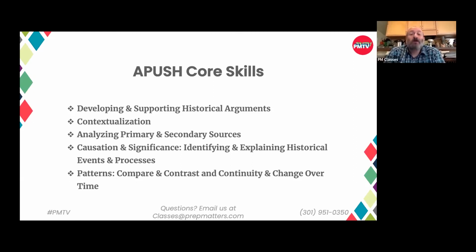And you no doubt have been asked to find patterns again and again through this school year, comparing and contrasting, analyzing what changes and what doesn't, continuity and change over time. And so getting to not only the who, the what, the where, but what does it mean? Why do we care? I'm not going to go over this slide in future review sessions, but I'm going to leave it. It's up in the PowerPoint that you can download from the PrepMatters TV website, and we'll be continuing to talk about these skills as we go along.